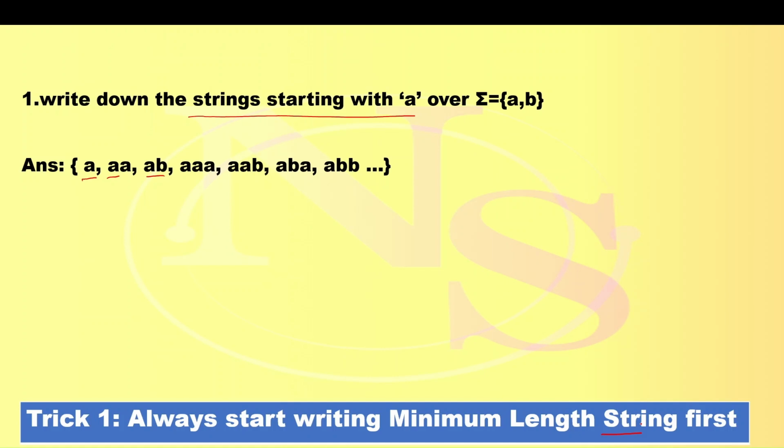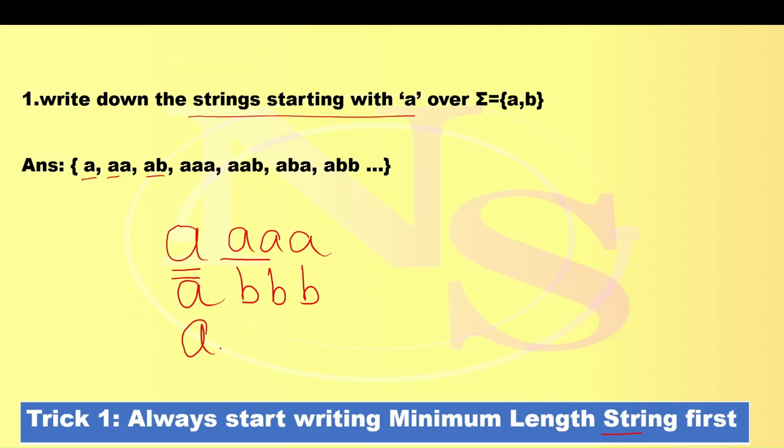What is the question? Strings starting with A. So write down A first. Our condition is satisfied. String is starting with A. After this, if any symbol is coming or not coming, that doesn't matter. If multiple A's are coming, doesn't matter because our string is starting with A. If multiple B's are coming, it's okay because string is starting with A. Or any combination of AB and BA are coming, that is also fine because string is starting with A.